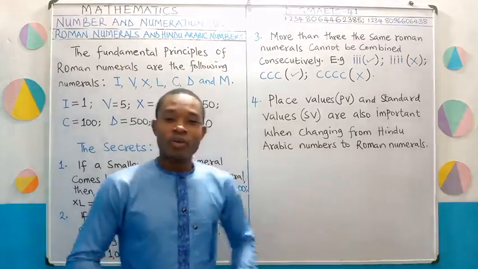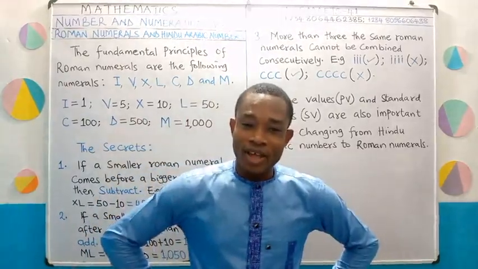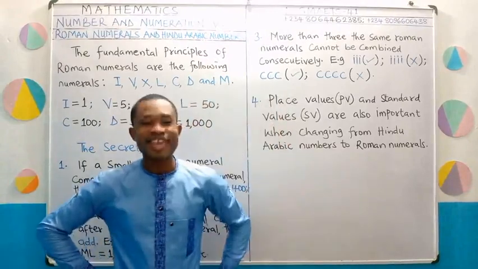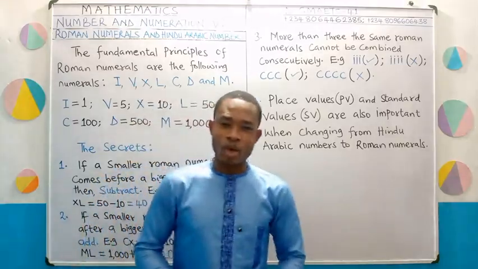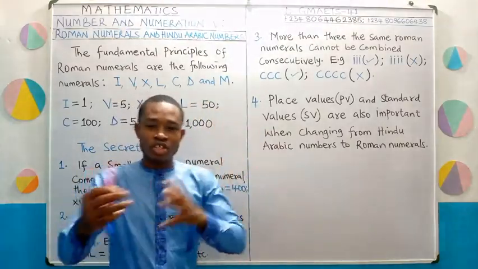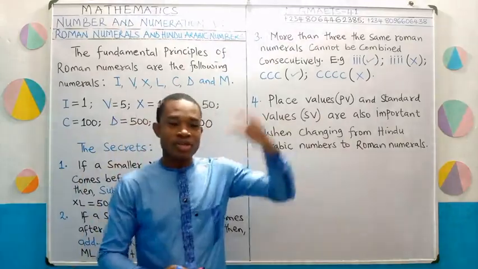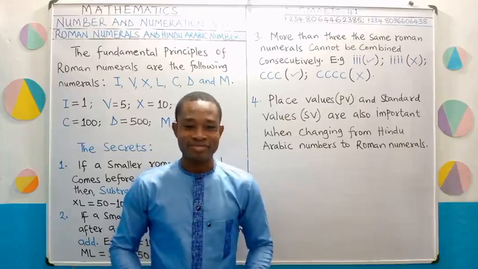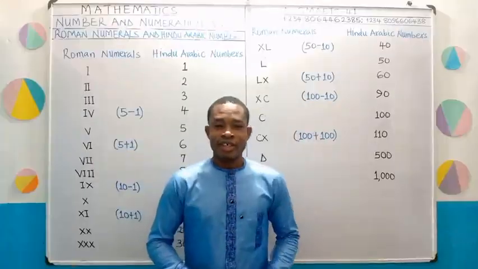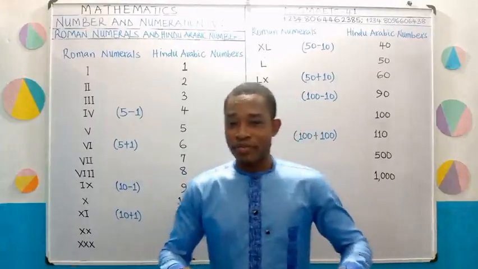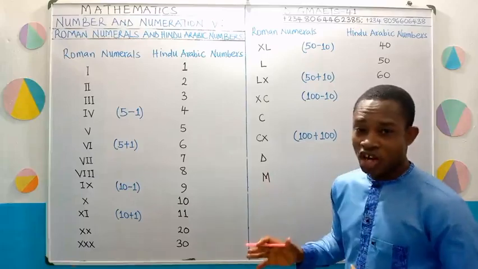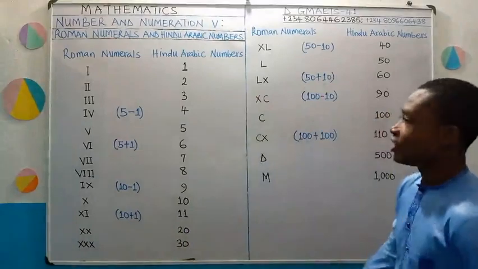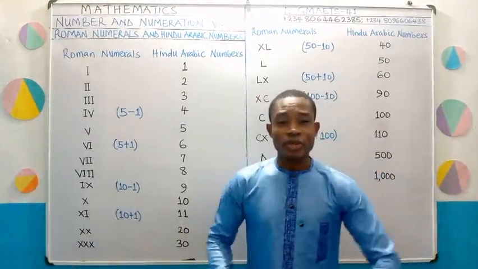Secret number 4. We now come back to our place value and standard value. Let's see how we go about this. Next, I would like you to see a chart showing some Roman numerals and their Hindu-Arabic value. Now, here we go with this Roman numerals chart. Have them on the board here, right? So be very quick in reading through the charts.